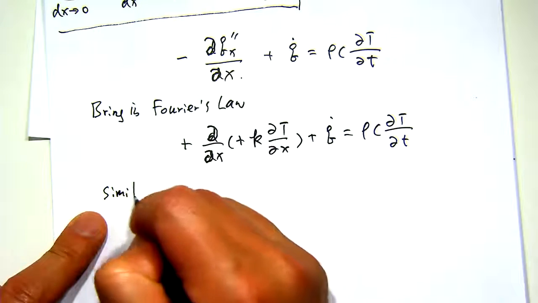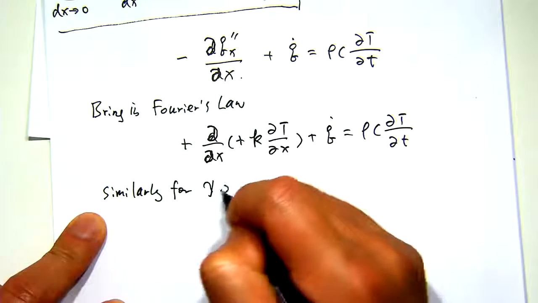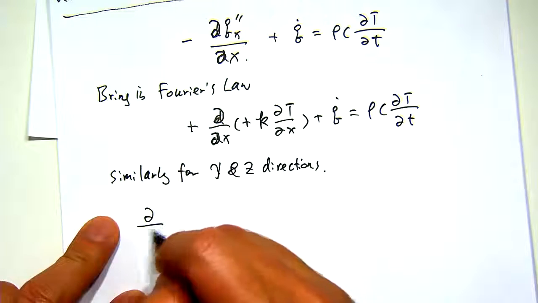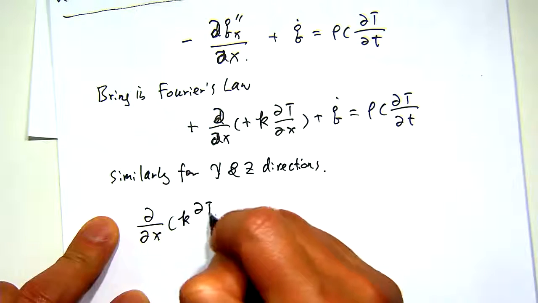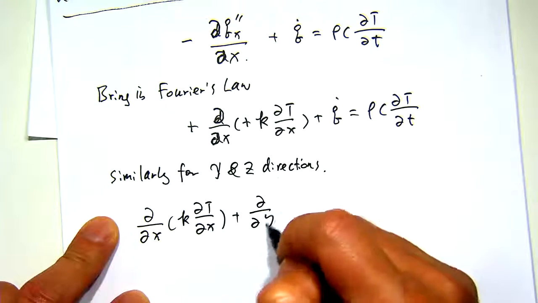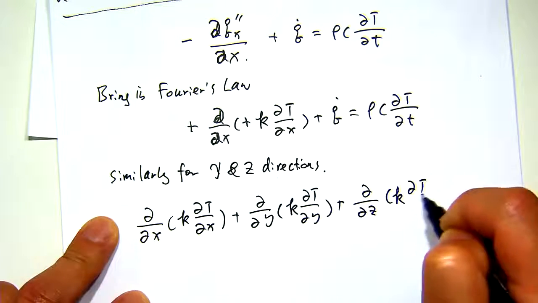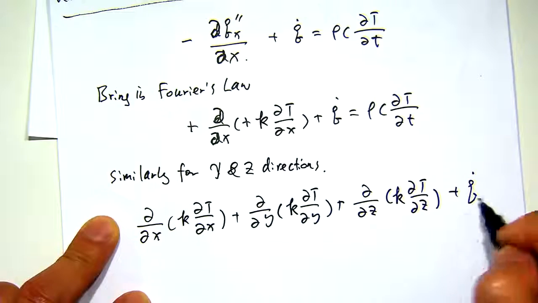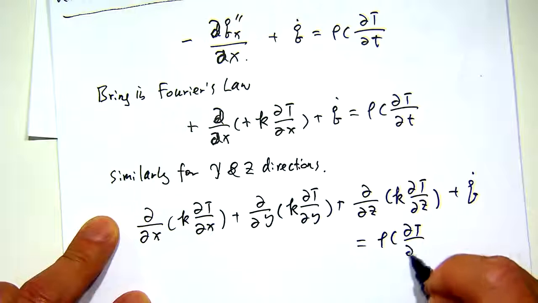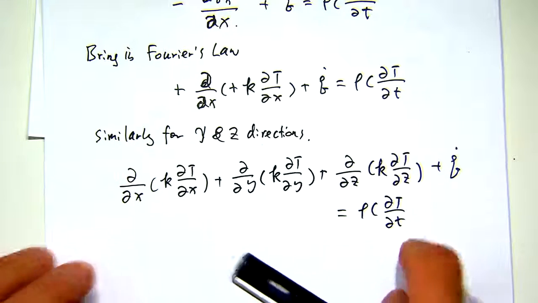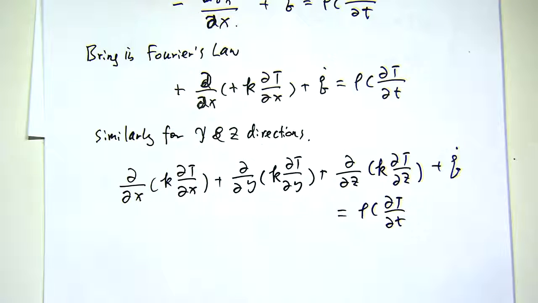So similarly for y and z directions, then we can get partial x of k partial T partial x, and partial y of k partial T partial y, plus q dot equals rho c partial T partial t. So this is the most general form that we obtained for this non-one-dimensional, non-steady problem, considering the heat generation, right? So this is the most general format.